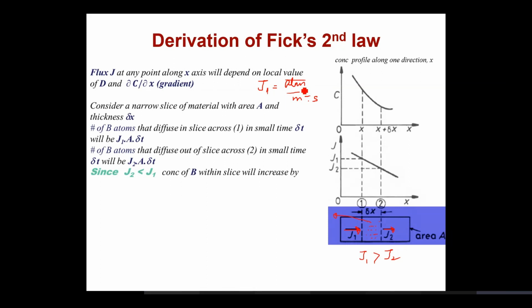ऑलराइट. तो अगर इफ आई मल्टीप्लाई J is essentially number of atoms or grams per unit area per unit time. So if I multiply this by area and time, I can find out the number of atoms that are entering a particular area for a particular time. So if I multiply J1 with the cross-sectional area and a small time delta t, I would have the number of atoms that are entering through point 1 into the region. Clear?